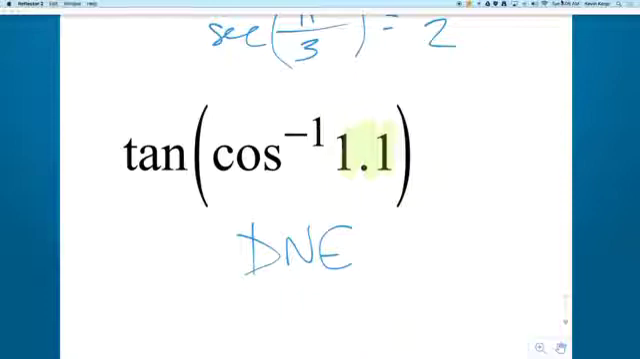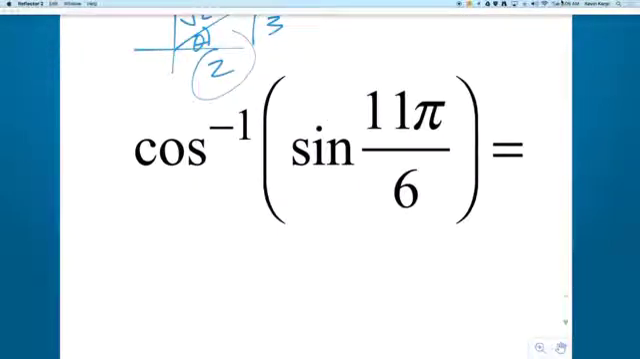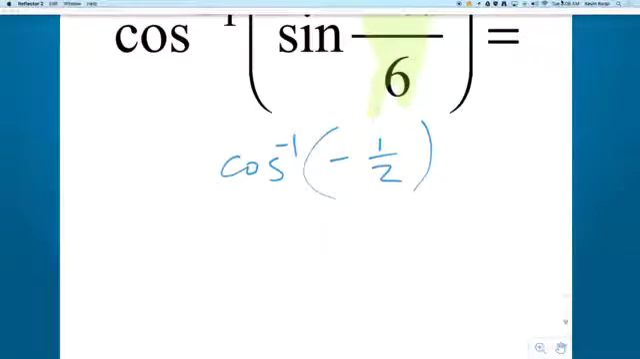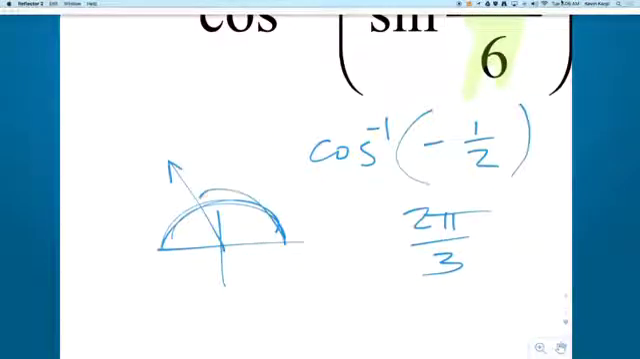And then finally, this one here. And this is a sine of 11 pi 6, so that's a unit circle angle. We can actually just work this one out. What is sine of 11 pi 6? Negative 1/2. And then the inverse cosine of negative 1/2, 2 pi thirds, right? Cosine's PVR is the sum, and it has to be over here. And of course, that's your pi thirds reference angle in quadrant 2, which is 2 pi thirds.